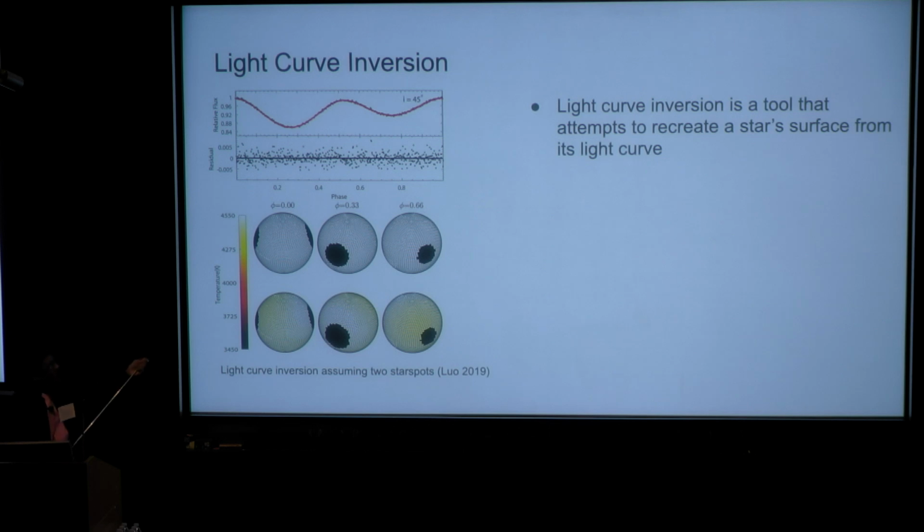In this image, you're seeing light curve inversion. On the top, in red, is the fit created by light curve inversion, and the little dots are the original light curve. On the bottom, you're seeing what it thinks the surface of this star looks like. These dark patches are the two star spots that are assumed from this light curve. As you can rotate the star, that's what it looks like. There are different methods of doing light curve inversion, and this one is specifically tailored for star spots. I'll talk about one right now.